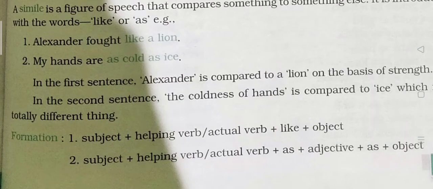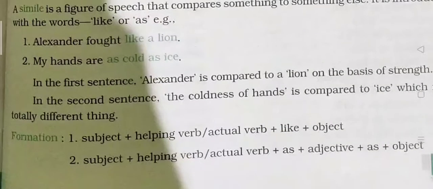Formation. See the formation of the sentence, and you have seen that we have used like and as for comparing the things. Okay, formation. First of all, subject, he, she, it, you, we, whatever it is. Helping verb or actual verb like fought, are. Okay, plus we use like and then we use object. He fought like a lion. Okay, this is the formation.